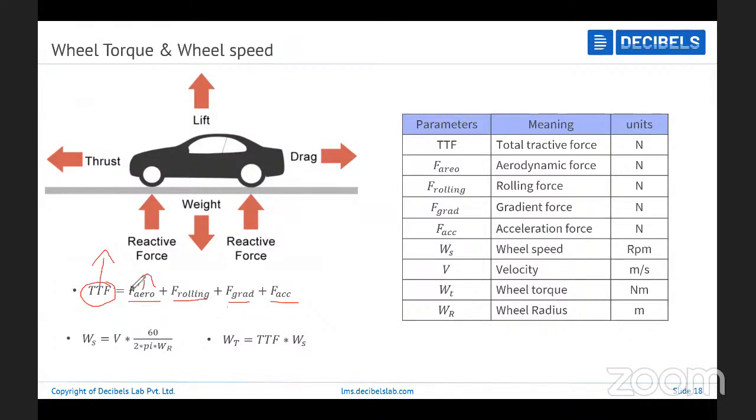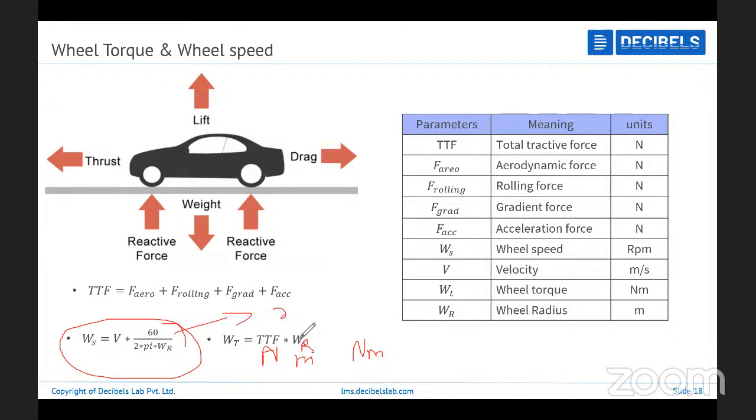Once you know the total tractive force, with the wheel diameter, the radius of your wheel, just make it R here, we can calculate torque. So force into meter, that is, Newton into meter, so we'll get Newton meter. And convert velocity into wheel speed in RPM using this equation. I hope you have already learned this in your engineering.